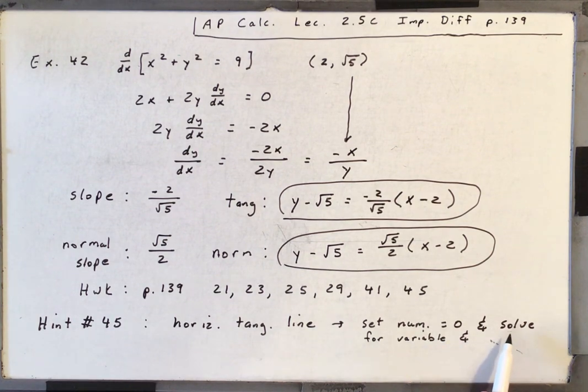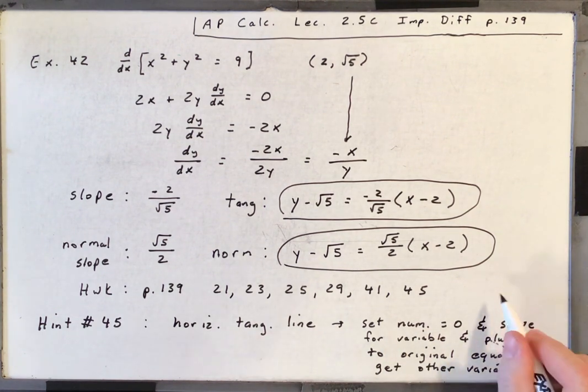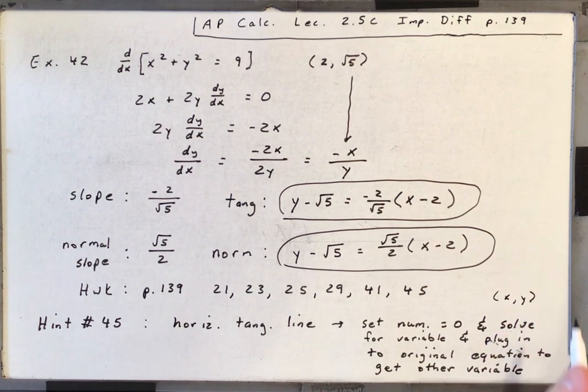And set the numerator equal to 0, solve, and plug in to the original equation to get the other point or other variable. Okay, what do I mean by that? What I mean is if you're solving for y, all that's left is y in the numerator, and you solve and you get a y value, plug that back into the original equation and solve for x. And then you'll have a point (x, y) where you have a horizontal tangent line.